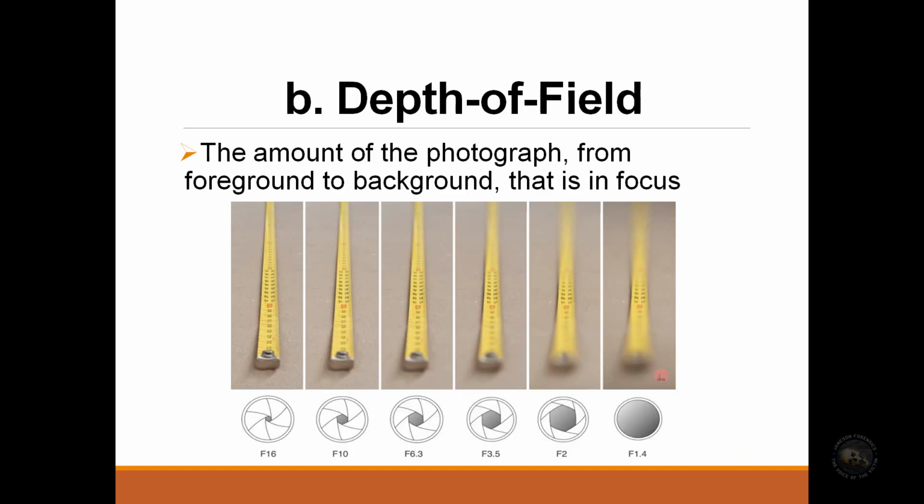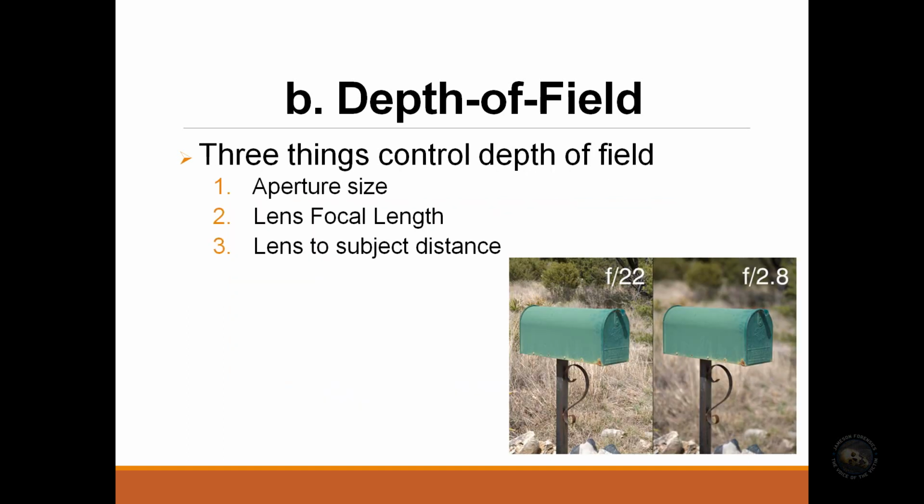The depth of field is the amount of photograph from the foreground to the background that is in focus. The depth of field is controlled directly through the aperture or f-stop. There are three things that control the depth of field. Aperture size, which is defined by the size of opening through which light can enter the camera. Aperture sizes range from the widest, which is f/1.4, to the smallest, f/32.